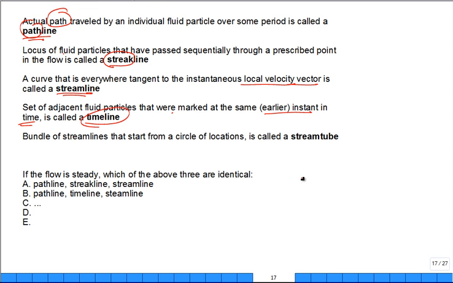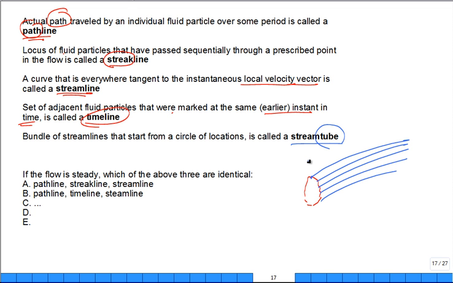So if I have a flow field that's three-dimensional and I have an enclosing circle, right? And then each point starts its streamline, streamlines. I have a tube. It's an enclosing surface. Now it's flow inside. Okay, that's a stream tube instead of a line. If the flow is steady state, which of the above three are identical? Is it the path line is equal to the streamline is equal to the streak line? Yes, it is.